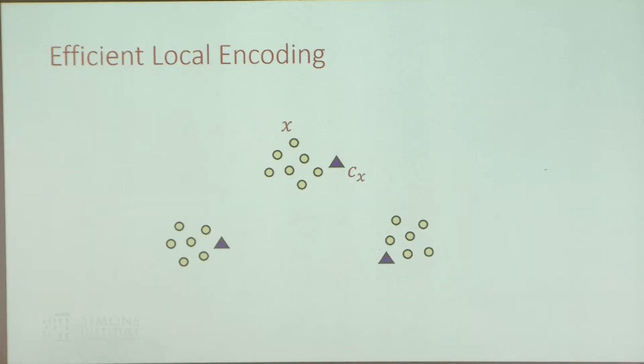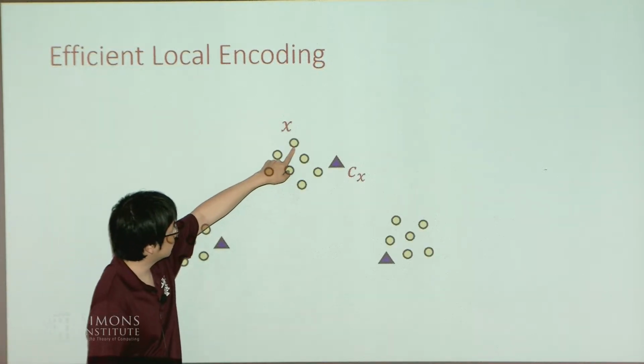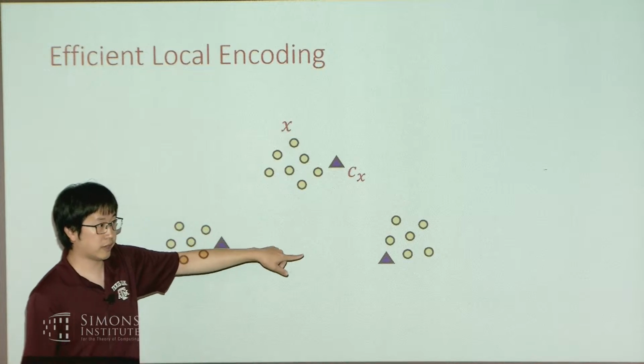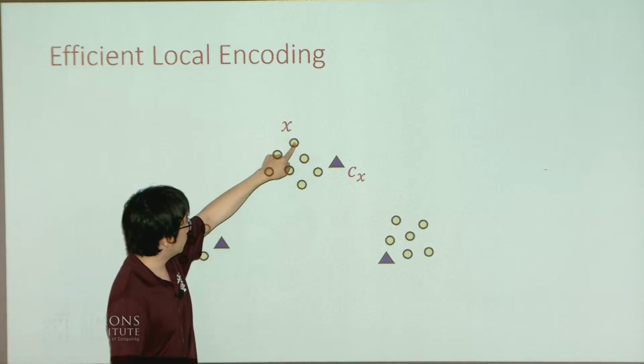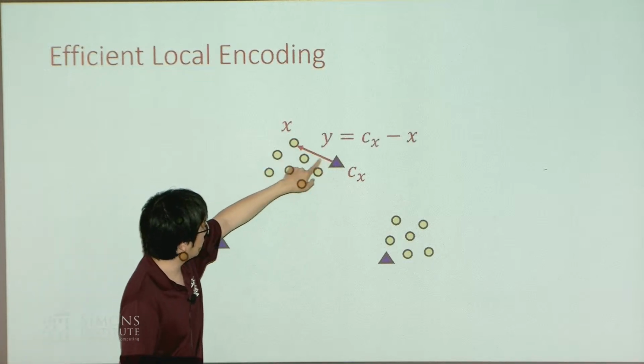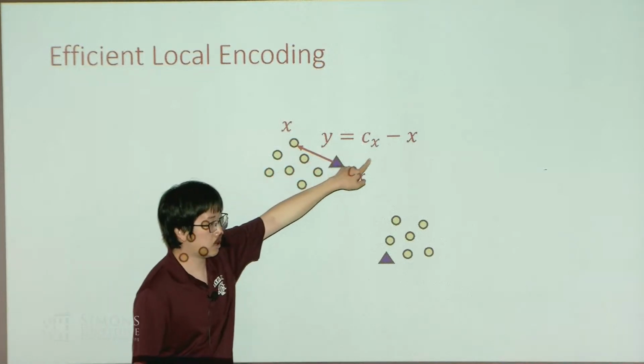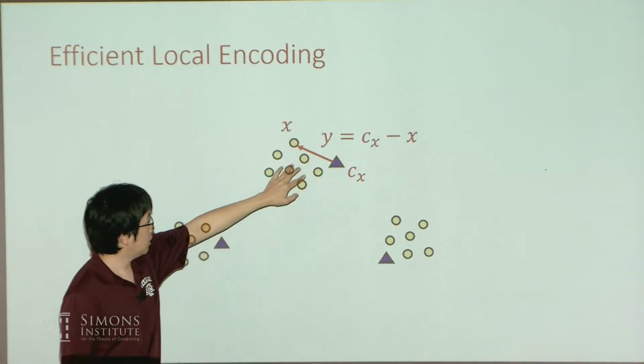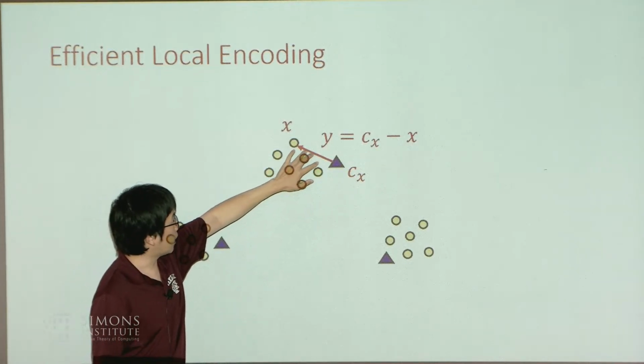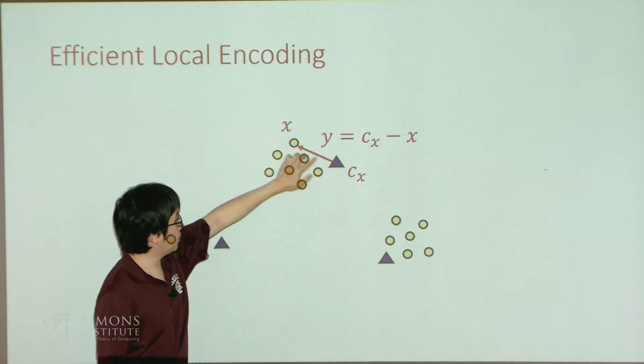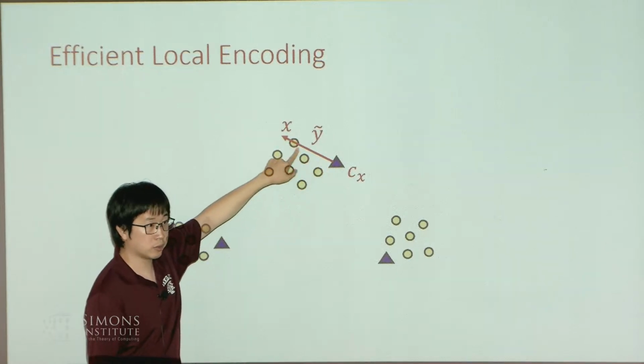Right, so this is what it looks like. Let's suppose that we have this point x. These triangles are a constant factor approximation. And so this right here is the offset, y equals Cx minus x. And now we're going to round the coordinates of y, so it won't be like this anymore. We might overshoot a bit.